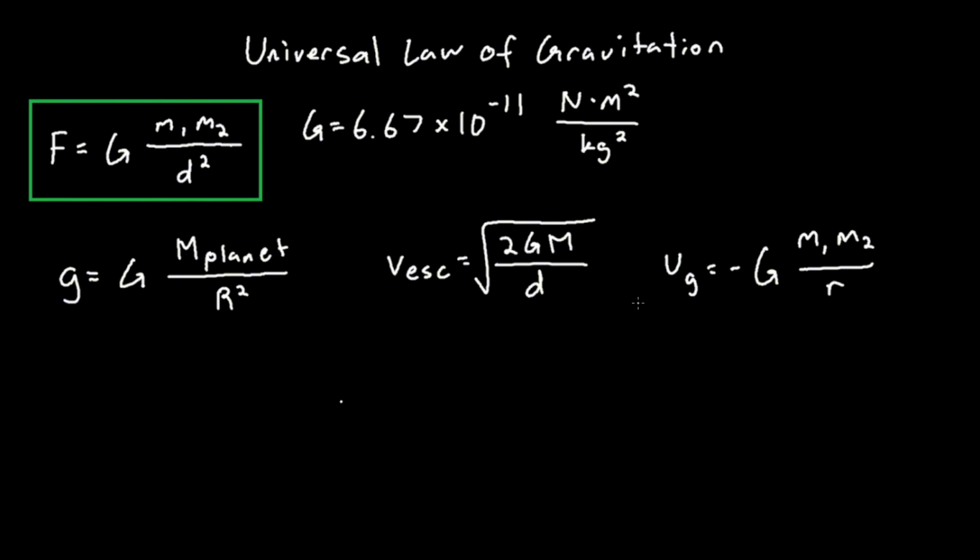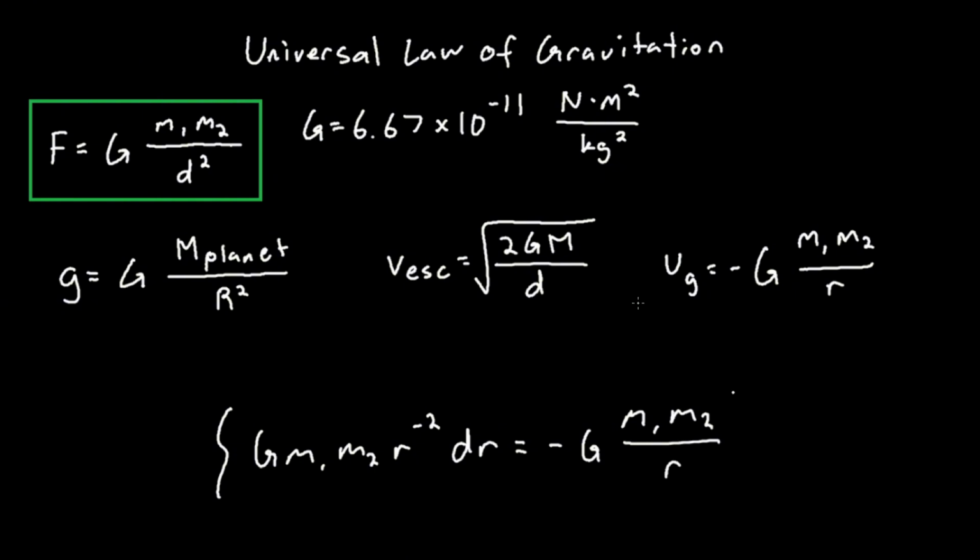Well, why is this? I'll show you the integral first. The integral of force with respect to displacement is equal to energy. So if we take the integral of the universal law of gravitation, so G m1 m2 times the distance to the power of negative 2, correct? And we take this integral with respect to R. R is just distance in this case, because I didn't want to use d here. If we take this integral, then you get the formula for gravitational potential energy. You should get negative G m1 m2 over R. So that's how you derive that formula.